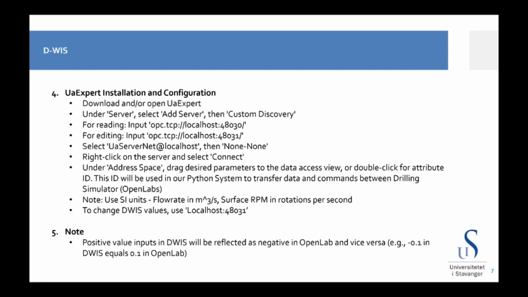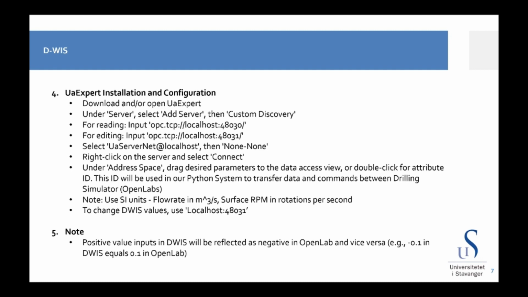Download and then open UaExpert. Under Server, select Add Server, then Custom Discovery. For reading, input localhost 48030. For editing, input localhost 48031. Select and connect to the server. You can then drag desired parameters to the data access view, or double-click for the attribute ID.